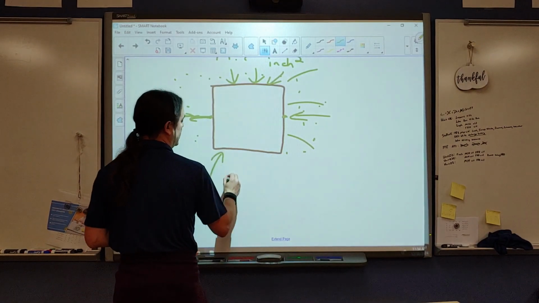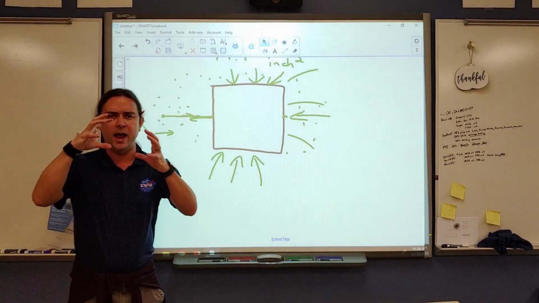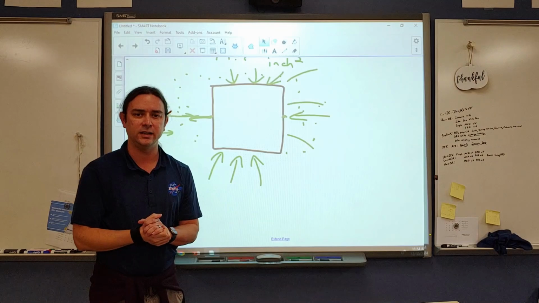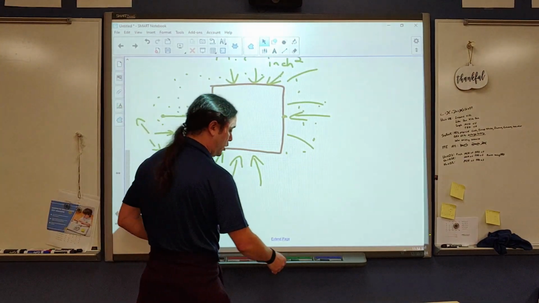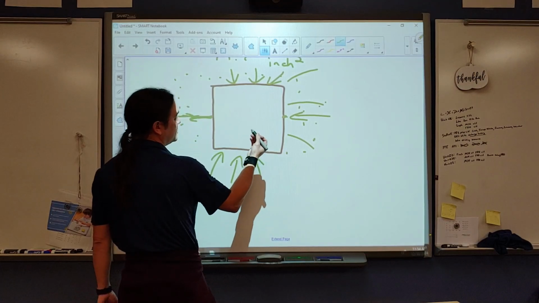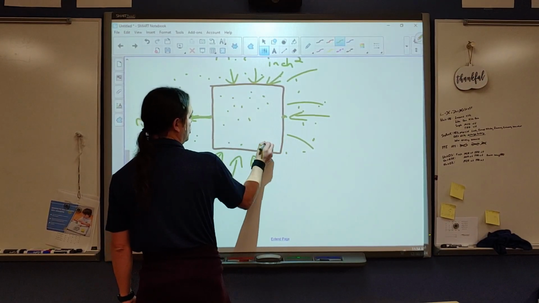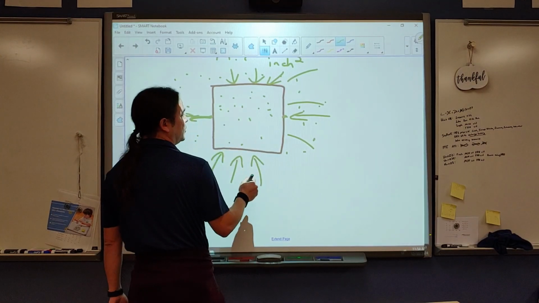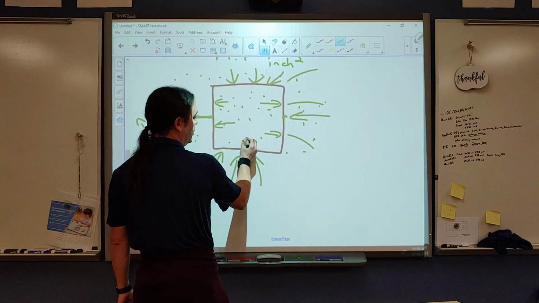Imagine this just open in open space, and we'd also have ones bouncing into it on the bottom. Basically, air is bouncing into this on all sides. Now, that might result in crushing the container if it's not strong enough, except the container also probably has air inside of it too.